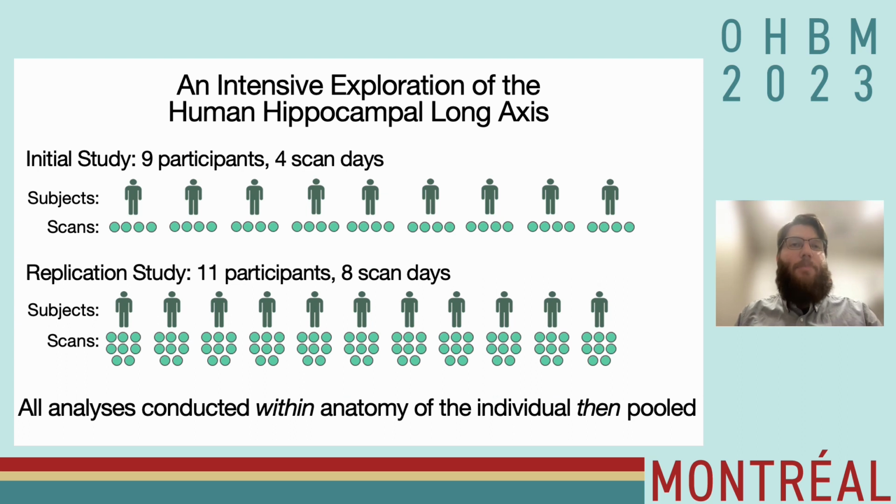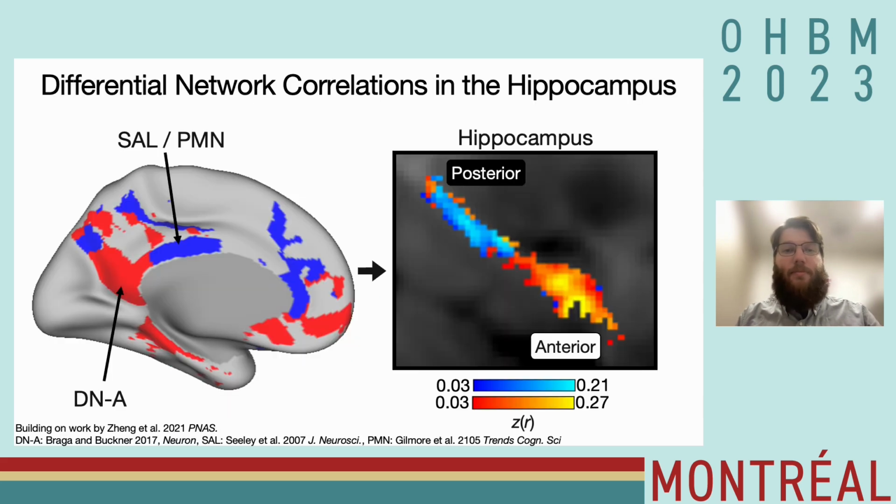To do that, we studied both hippocampal functional connectivity to cerebral networks and functional specialization along the long axis in two independent cohorts. The initial study consisted of 9 participants that were each scanned extensively over 4 days, while the independent replication set consisted of 11 additional participants, this time scanned over 8 days. And all the analyses I'll show, from hippocampal region identification to functional response characterization, were first completed within each individual in order to respect their idiosyncratic anatomy, and only then pooled to create group averages.